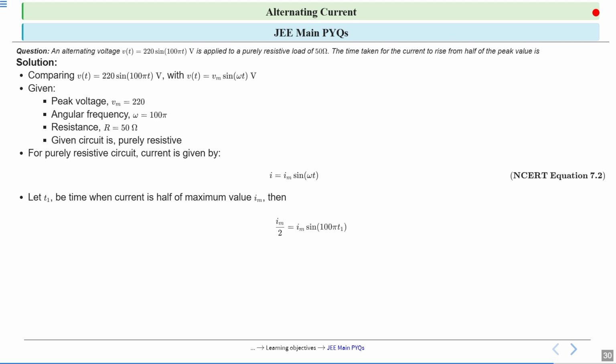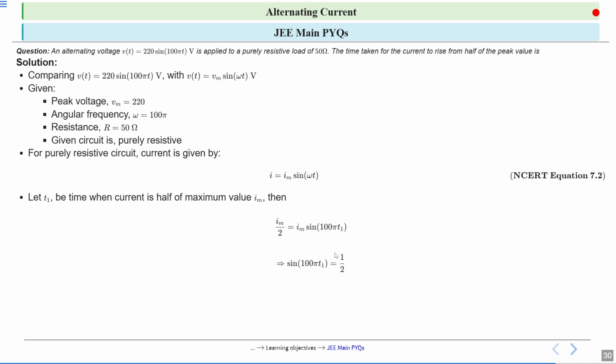Okay. So at T1 time, current is half of the maximum value. That means current is Im upon 2, which is equal to Im sine 100 pi T1. Okay. So at T1, instantaneous current is half of the peak value. So at what time it is half of the current value, we will find the time T1. So Im and Im will get cancelled out. Sine 100 pi T1 equal to 1 by 2.